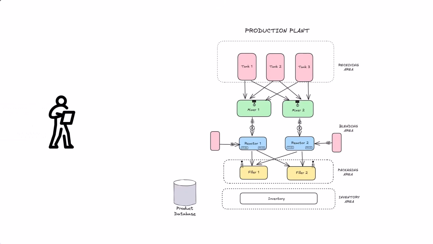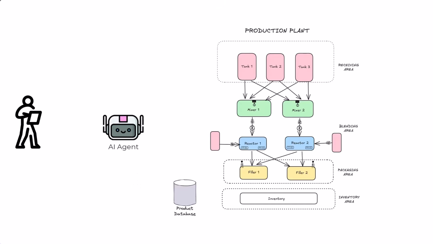Now imagine you're starting a production shift. The main question is, can we successfully produce X batches of product A? Traditionally, you'd have to manually check raw materials in the tanks, walk over to each machine to verify its status, and cross-reference recipe information. This process obviously is slow and it is prone to error. Our goal is to automate this.